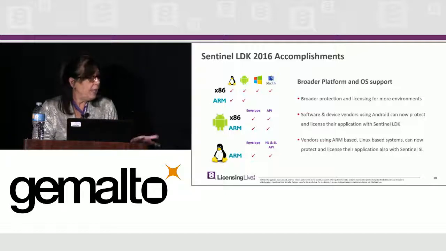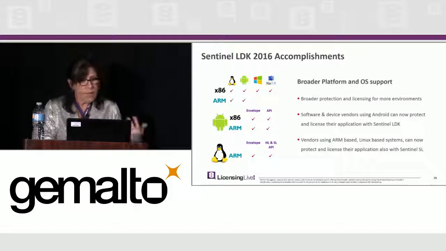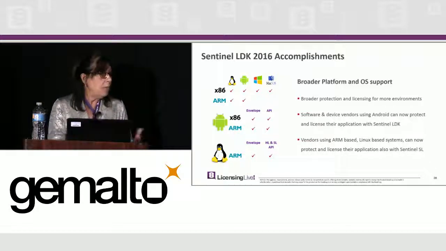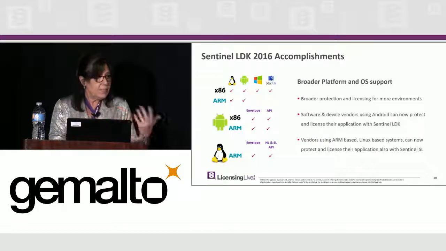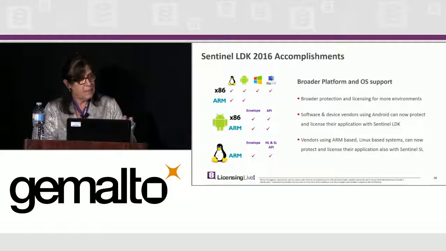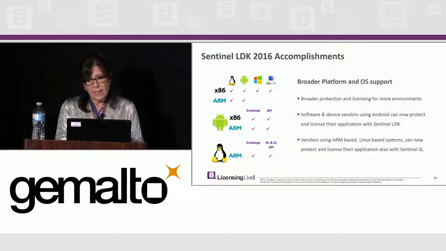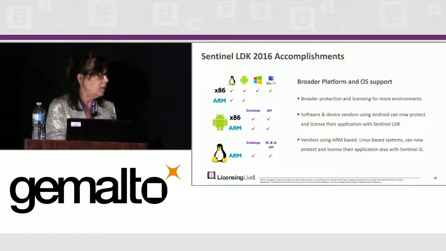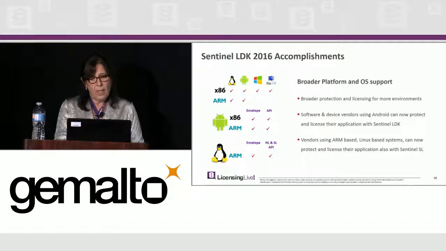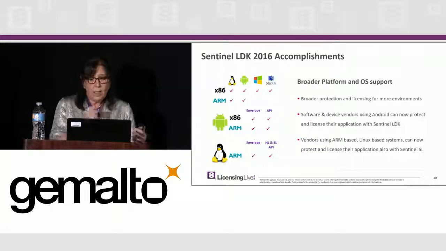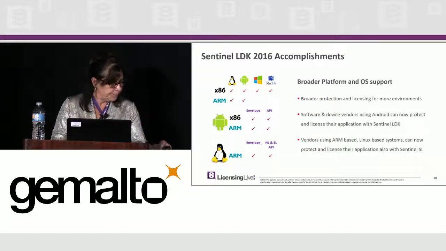So we expanded our envelope IP protection for Android native binaries, providing an API and an envelope for both Sentinel HL, the hardware key, and SL, the software-based key, for Android on x86. And we extended cross-locking for supported platforms by adding the Sentinel SL API for Linux ARM.